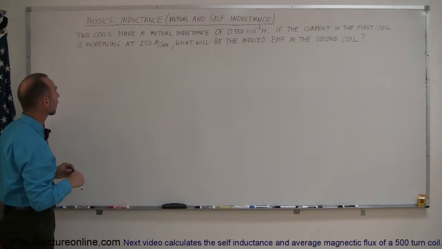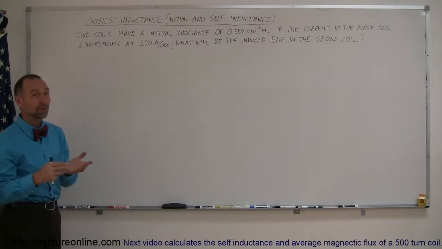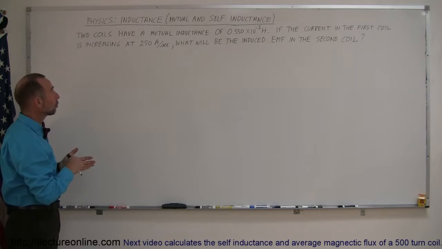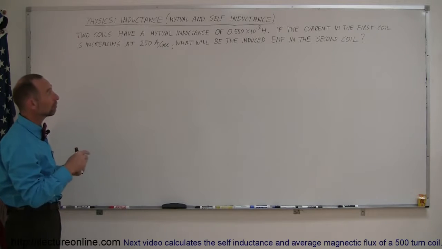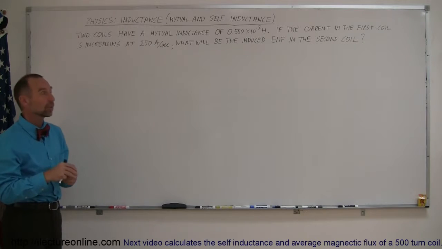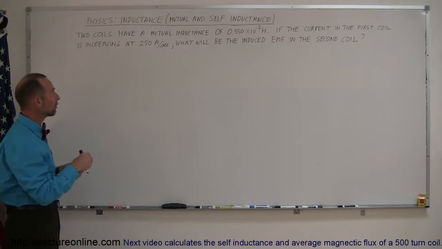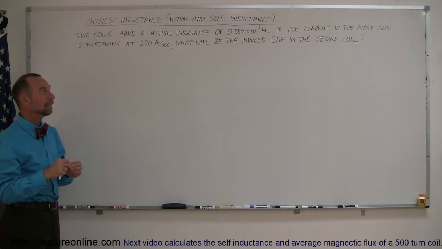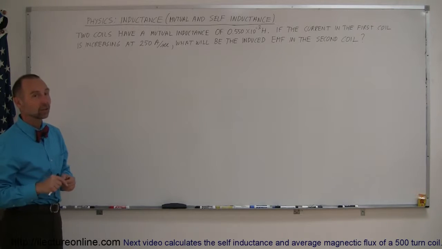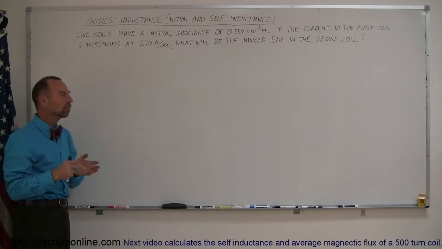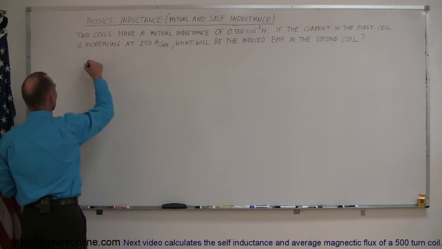So the problem here says we have two coils, so we're dealing with mutual inductance. The two coils have a mutual inductance of 0.55 times 10 to the minus 3 henries. If the current in the first coil is increasing at 250 amps per second, what will be the induced EMF in the second coil? To understand this a little better, let's draw a couple of coils.